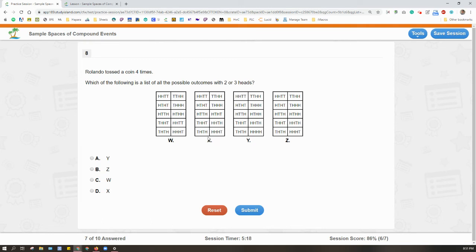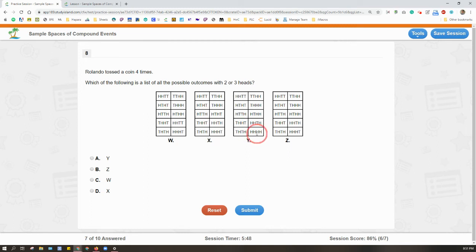Let's look over at table X and make sure that we have all 2 or 3 heads in that table as well. You have 2 heads there, 2 heads there, 2 heads there, 3 heads, 2 heads, 2 heads, 2 heads, 3 heads, 2 heads, and 3 heads there. So again, we have to make sure we're not missing any and that we haven't repeated any. Next one over here: 2 heads, 2 heads, 2 heads, 3 heads, 2 heads, 3 heads, 2 heads, 3 heads, and 2 heads, 4 heads.